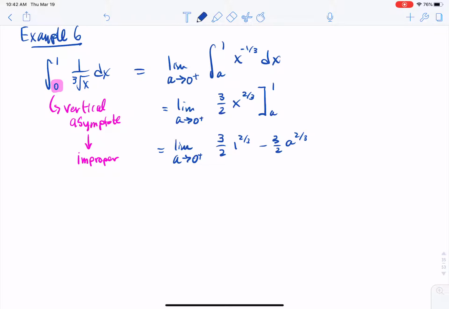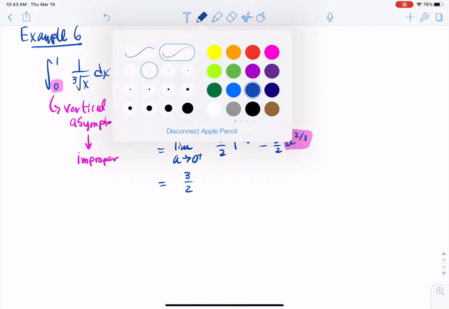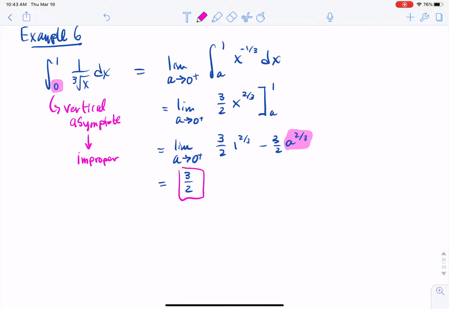All right, so the first part of this, 1 to the 2/3 power, is still just 1. So I have 3 over 2. I got 3/2. And then on the second one here, when I take 0 from the right to the 2/3 power, it's still 0. It's gone. So that part is finished. It's been eliminated, and there's our final answer.